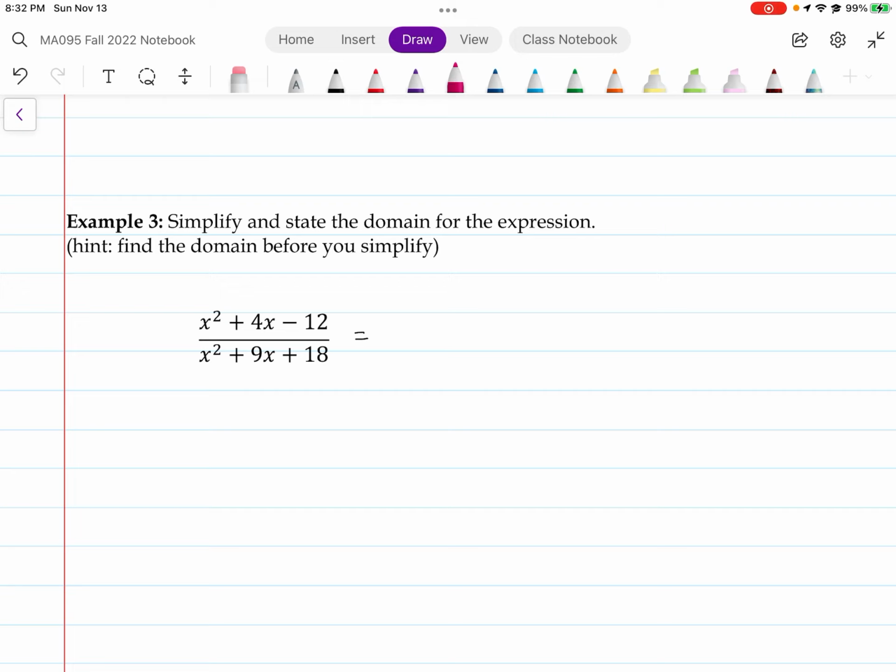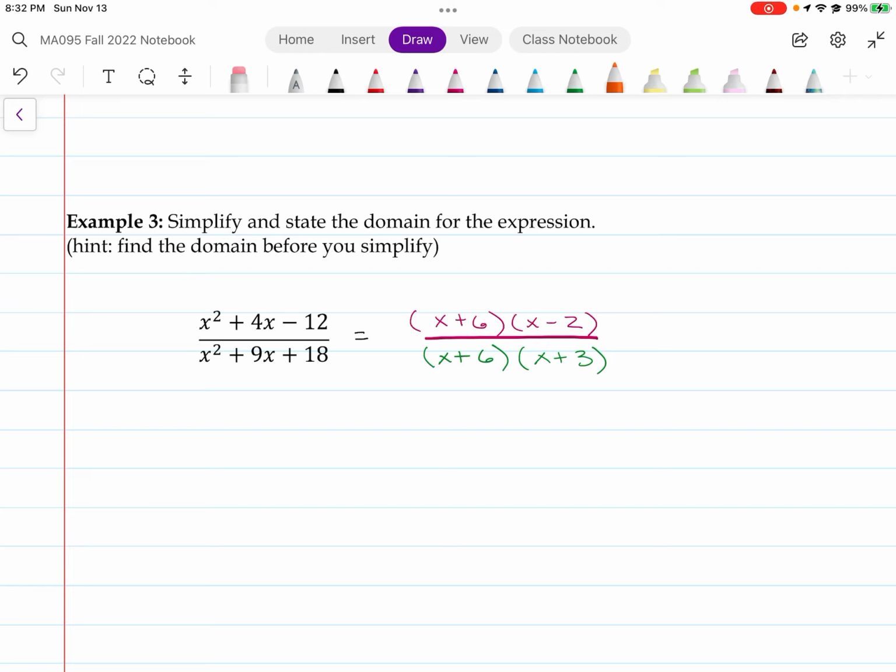All right, so the top is going to factor to be x plus 6 and x minus 2. Double check, minus 2 times 6 is negative 12. 6 minus 2 is 4. And on the bottom, we have x plus 6 and x plus 3. Again, I encourage you to keep pausing the video and try to factor these yourself. I think it will really pay off if you keep practicing that instead of just watching me do it.